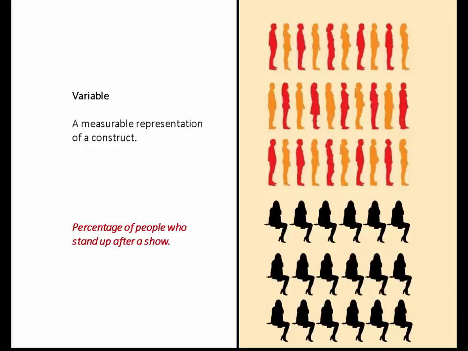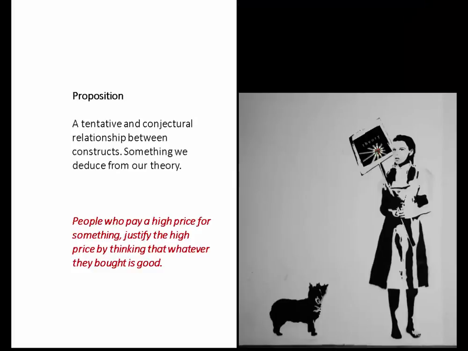Okay, a variable, and now we can zoom out a little bit again. Now we can have a tentative or conjectural relationship between constructs. That's what we would call a proposition, something that we would deduce from our theory. For example, people who pay a high price for something justify the high price by thinking that whatever they bought is good. You see how that is different from the theory about the cognitive dissonance and the mental readjustment? Because now we're at the level of the concepts and the constructs.